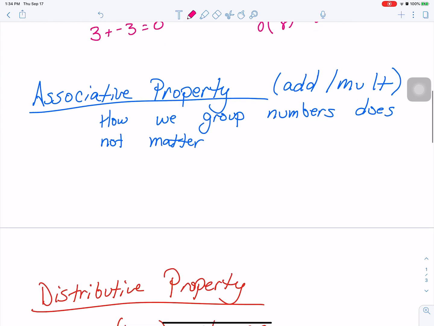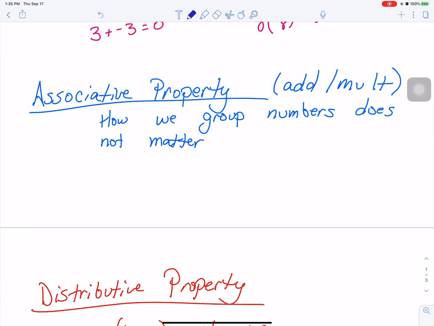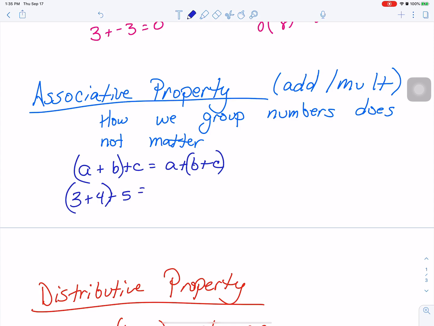Then we have our associative property. Our associative property is basically how the numbers associate with each other. It doesn't matter how I group them. So if I had A plus B plus C, and then if I added the first two together first and then added the second two together, I'd still get the same thing. So if we did 3 plus 4 plus 5, and we can show that that's the same as adding the 4 and 5 first.